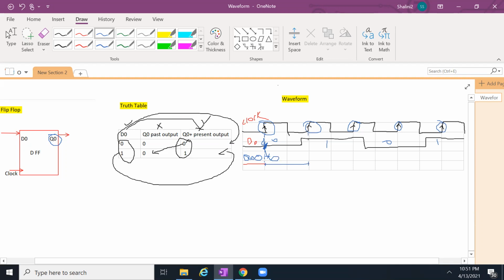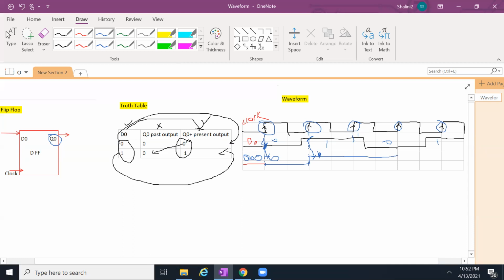Again at this positive edge of the clock, we have D0 input as 1. So the Q0 output will be the same as the D0 input. It will hold the value 1 till the next clock cycle. At the next positive edge, D0 input is again 1, so it will hold the same value till the next clock cycle, up to this point.